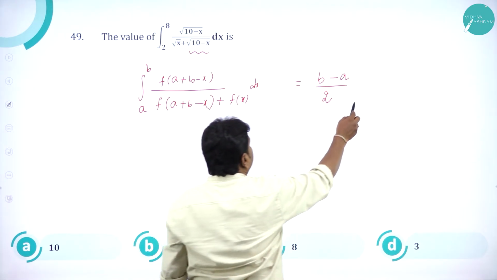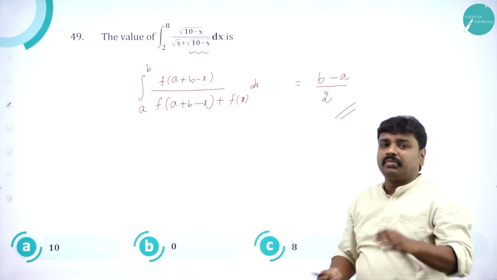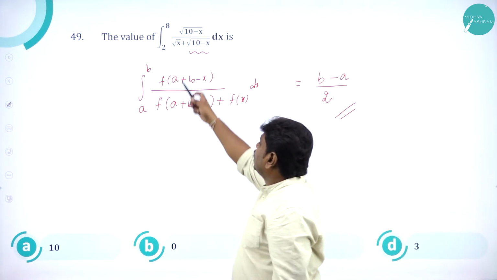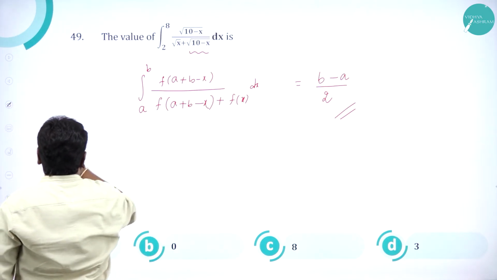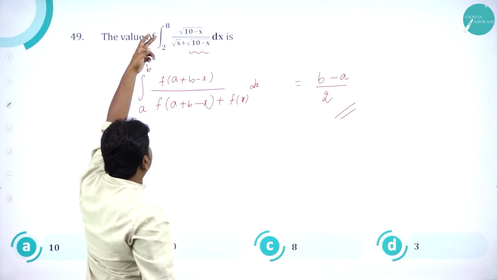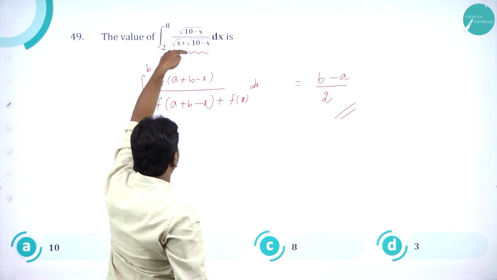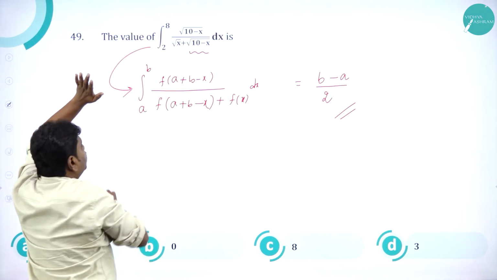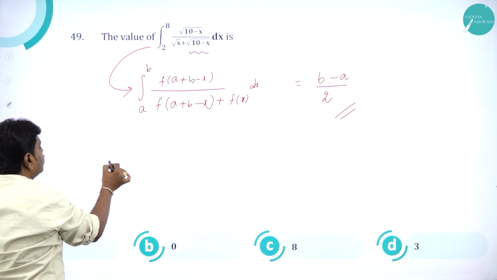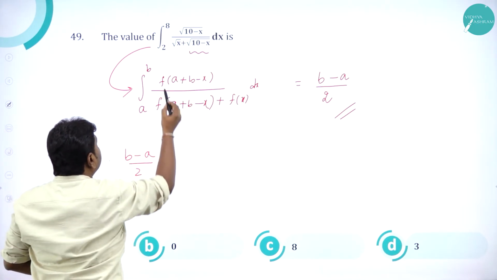Directly, remember the shortcut: b minus a by 2, upper limit minus lower limit by 2. Just observe and you can answer. Now we'll start the problem. So I'll observe. I observed that it is in the form a to b, root of, this is a plus b, 10 is 8 plus 2, minus x divided by root of 10 minus x plus root x. This resembles the form, that is my observation. Therefore, the answer is b minus a by 2, upper limit minus lower limit by 2. I don't integrate and waste my time.